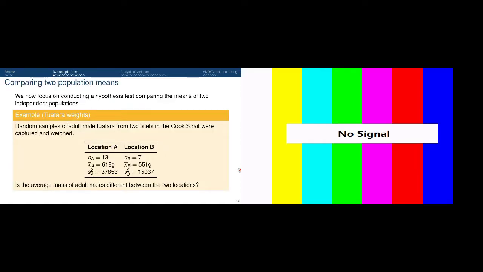All right, so the first example we're going to look at is looking at some Tuatara weights. Okay, so we have two different samples of data which represent the weights of Tuataras at two different locations, and we're interested in whether the population mean weight of the lizards are the same at each location. And at location A, we trapped 13. Location B, we trapped 7. We've calculated the mean of group A, mean of group B, and their variances as well. All right, so the question that we're after is: is there a difference in the population mean weights from each location?